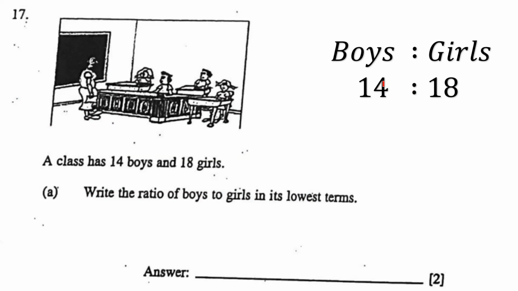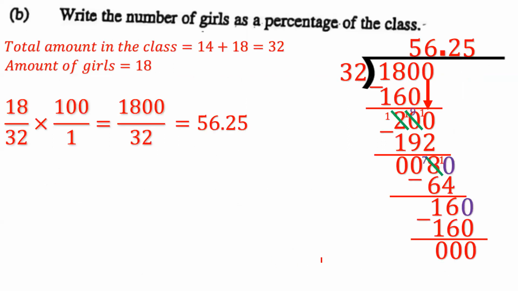What number can go into both 14 and 18 without leaving a remainder? We have to look at the number 2. Well, 2 can do that, because 14 divided by 2 is 7, and 18 divided by 2 is 9. So the ratio of boys to girls in simplest terms is 7 to 9. 7 to 9. Now let's move on to question B.